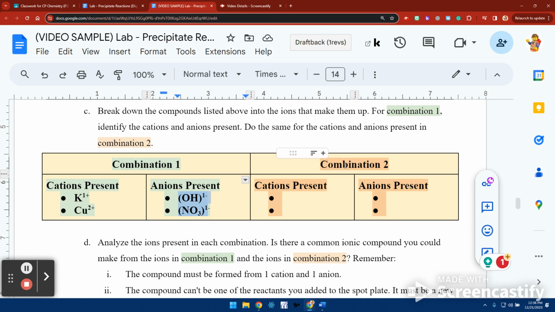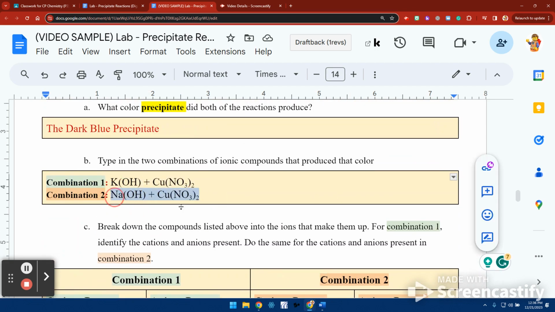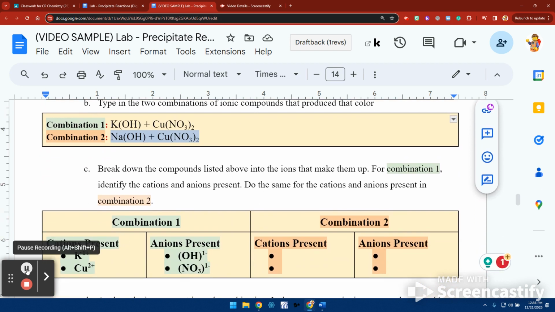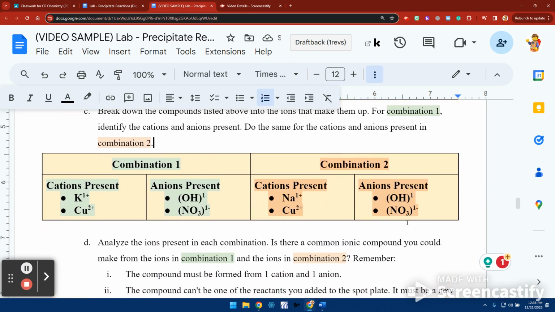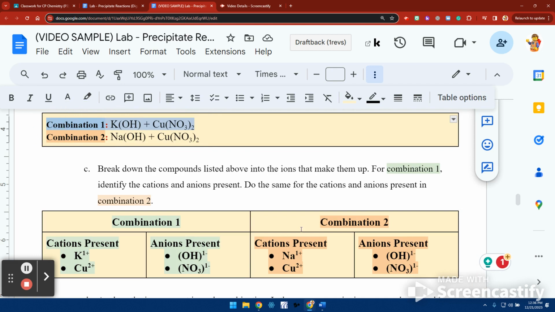Now I need to do that again for combination 2. All right, I need to break down these ions, and I will do so. Pause the video. Okay, so I've got both combinations of ions written down. So this was all of the stuff present in the first combination that gave me the dark blue.